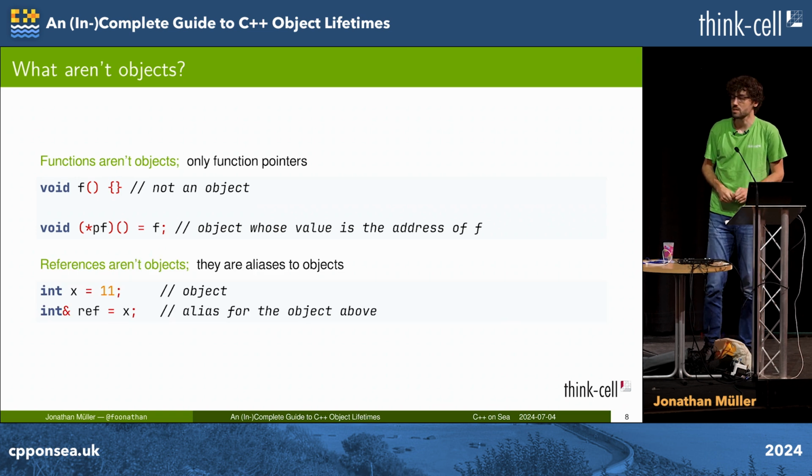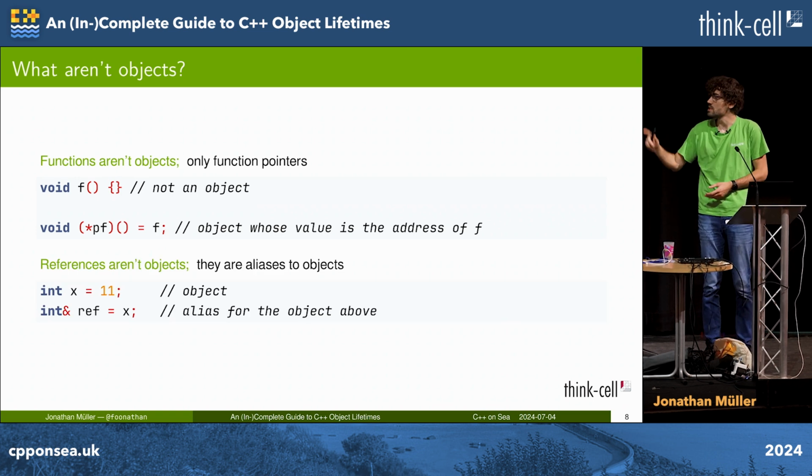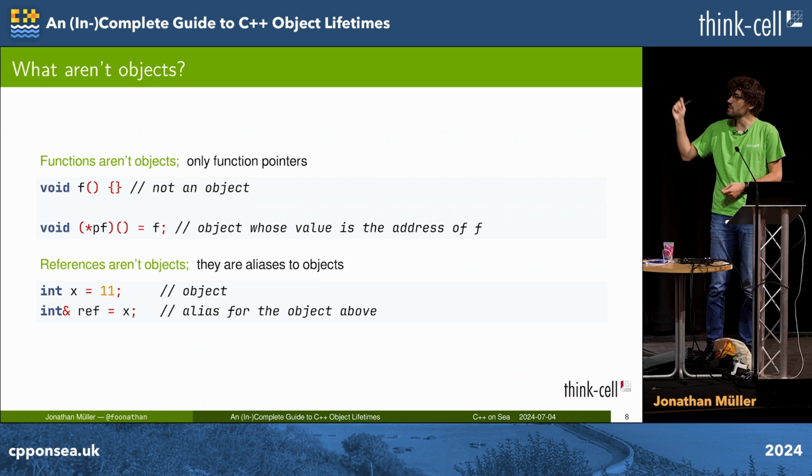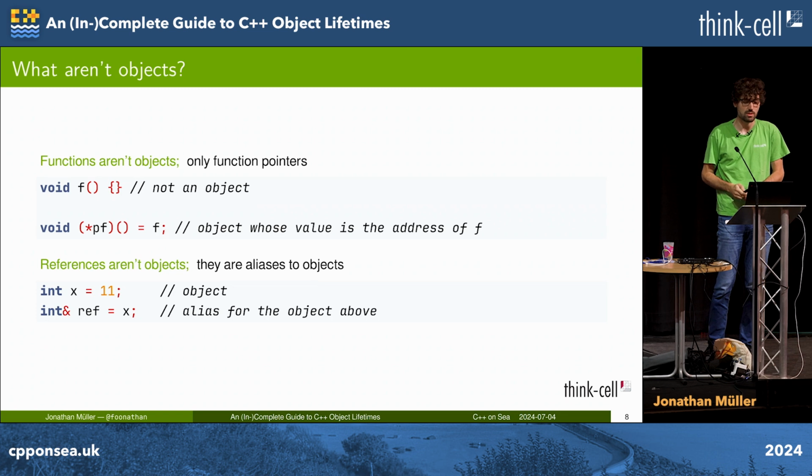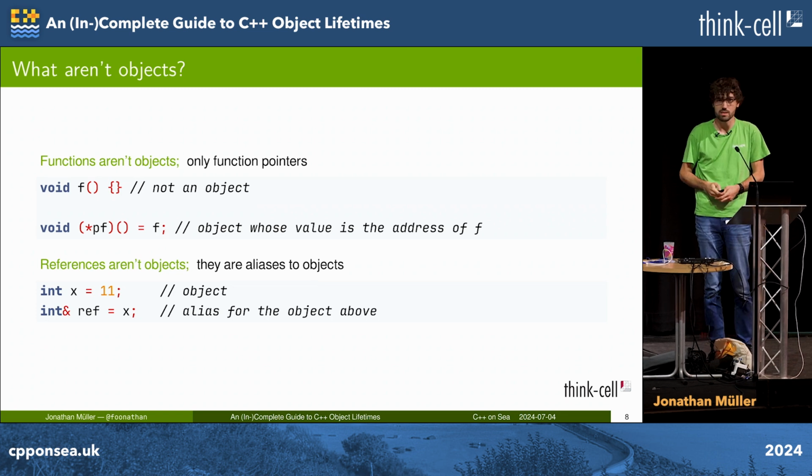Similarly, references aren't objects. They're simply aliases to objects. So we're only having one object. We call it x, and we give it the value 11. But then we also have an alias for x called ref, and this just refers to the object. So essentially, all properties an object has transparently get assigned to the reference, because the reference is just an alias to some other object, but not an object by itself.